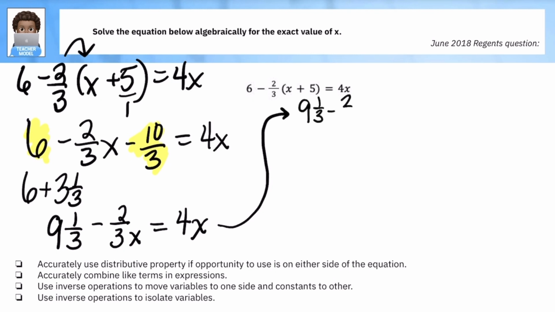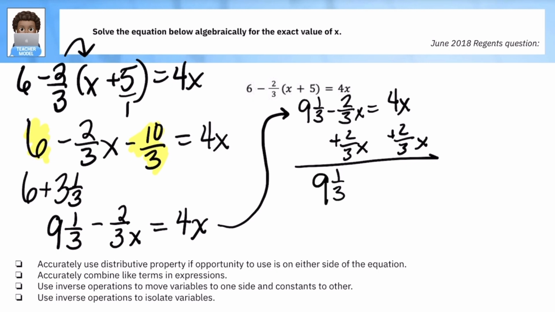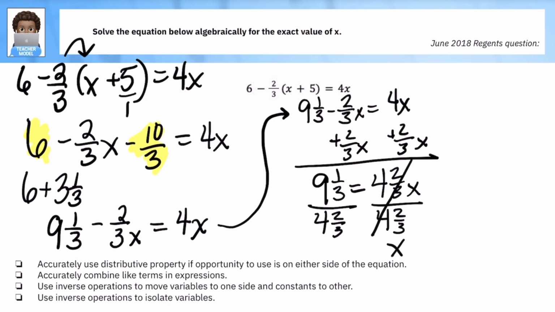So 9 1/3 minus 2/3 x is equal to 4x. I'm going to add 2/3 x. And that leaves me 9 1/3 is equal to 4 2/3 x. All right, so far this is better. I still need to separate that coefficient from the x, so I need to divide by 4 2/3 on both expressions. So here on this side, I'm going to be left with x.